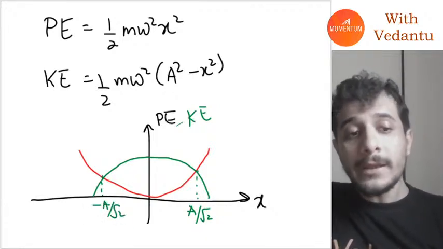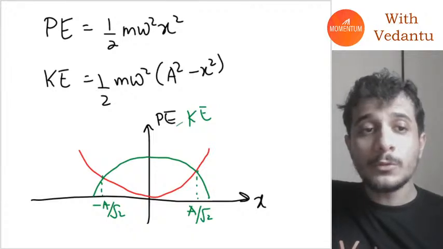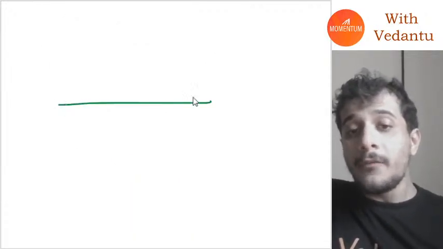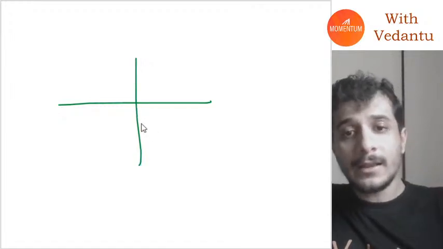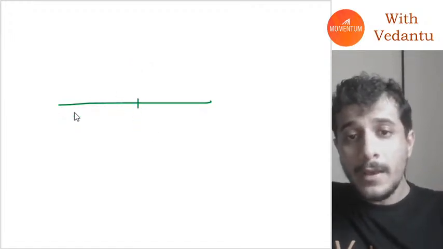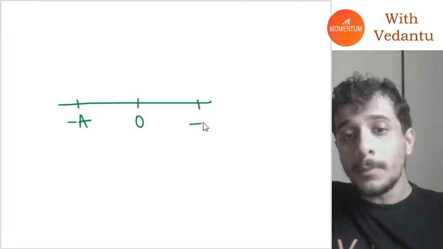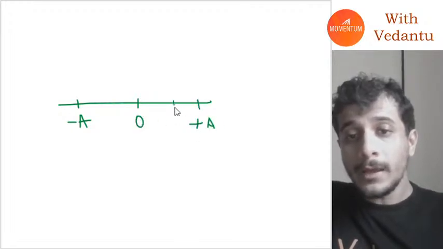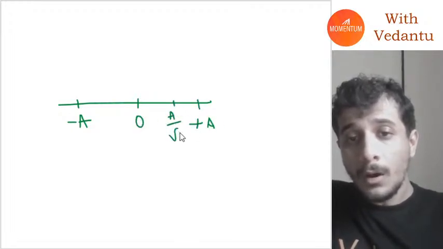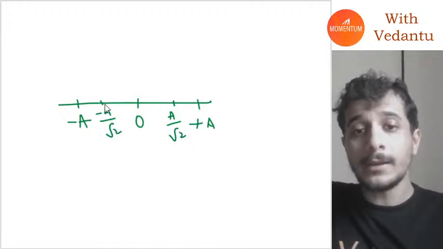Okay, so how many times is the potential energy going to be equal? The potential energy is going to be equal to the kinetic energy whenever the particle crosses a by root 2 or minus a by root 2. How many times will that be in a cycle?